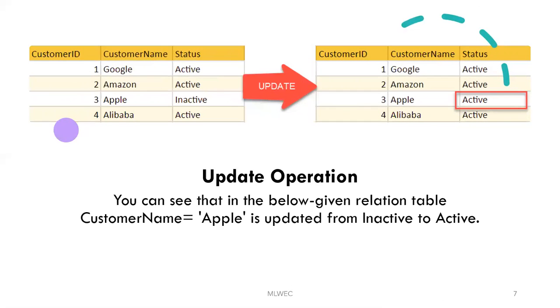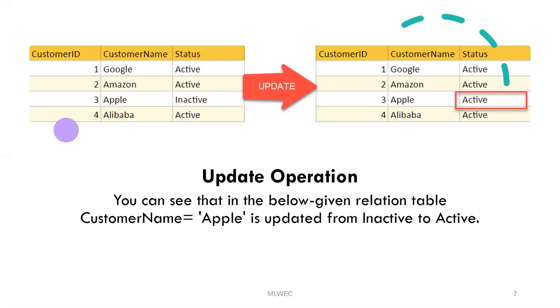And the update operation: we want to update the existing values in a given table. So that is called the update operation, and we are modifying the values in the table. We want to modify the row of data or a particular attribute of data. It is based on conditions, so we can modify and update the data.